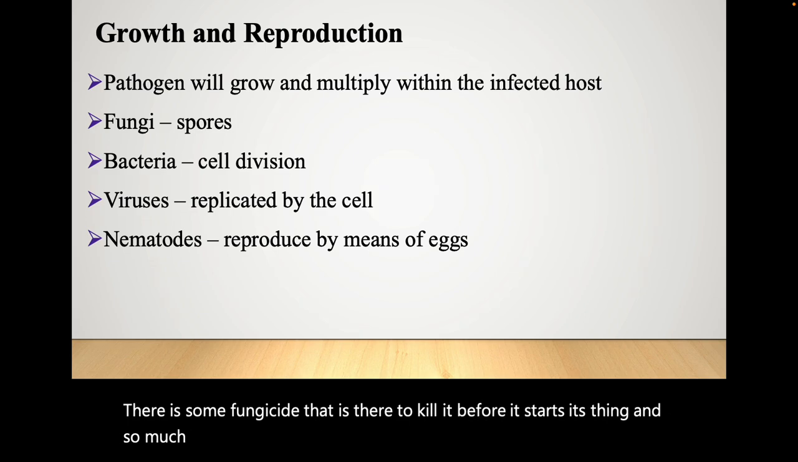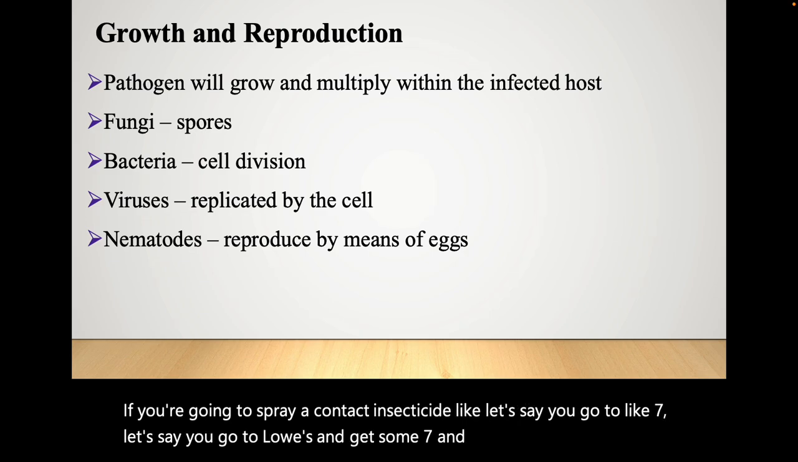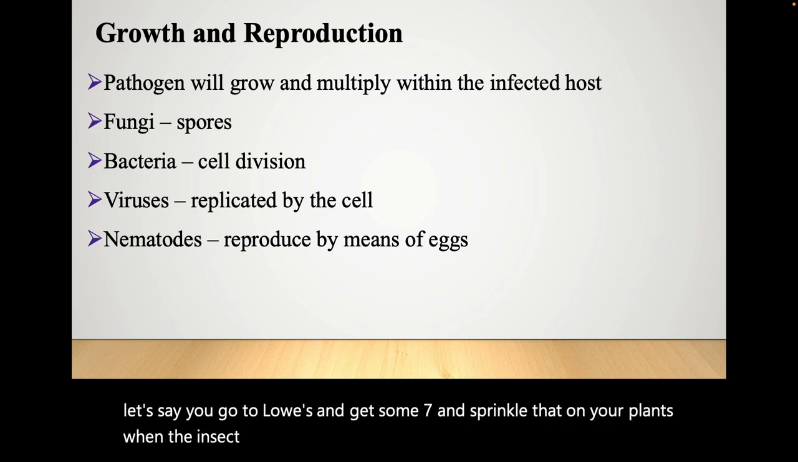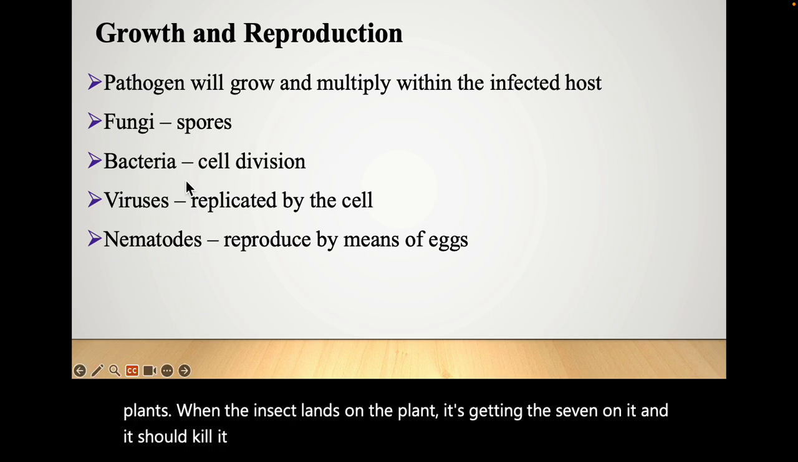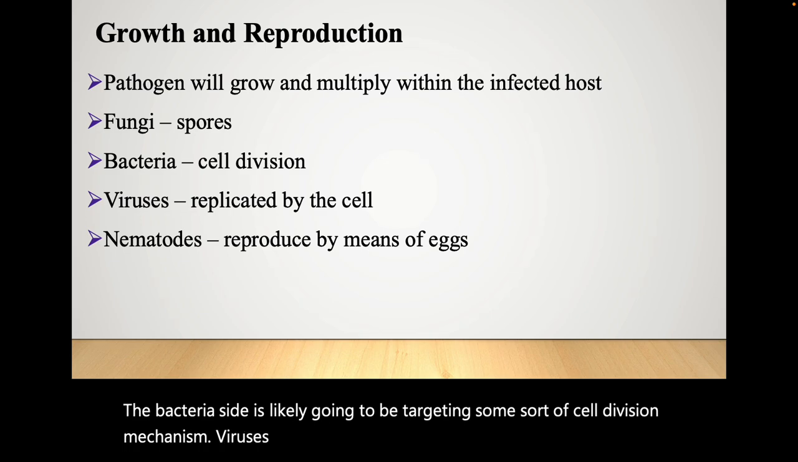And so much like if you're going to spray a contact insecticide, like let's say you go to Lowe's and get some Sevin and sprinkle that on your plants. When the insect lands on the plant, it's getting the Sevin on it, and it should kill it before it causes any major damage. The bacteria side is likely going to be targeting some sort of cell division mechanism. Viruses are going to be a lot different.